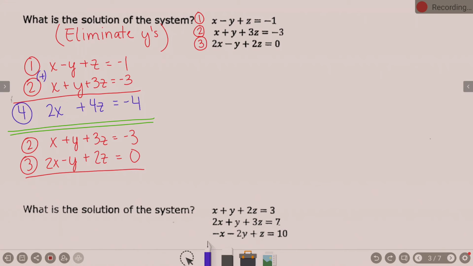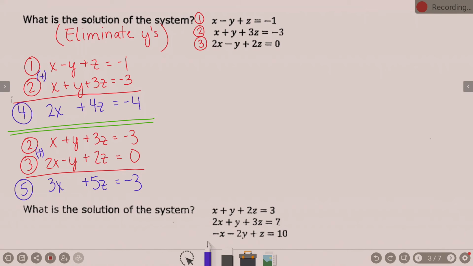My y's have what kind of signs? Opposites. So we're going to eliminate and cancel. Add them to cancel them, right? Add them. x plus 2x, 3x. y plus negative y cancels. 3z plus 2z is 5z. Negative 3 plus 0, negative 3. And I call this equation 5.